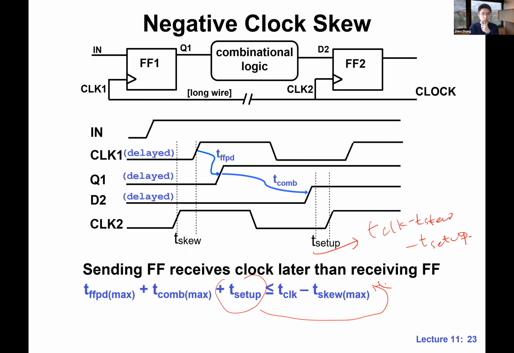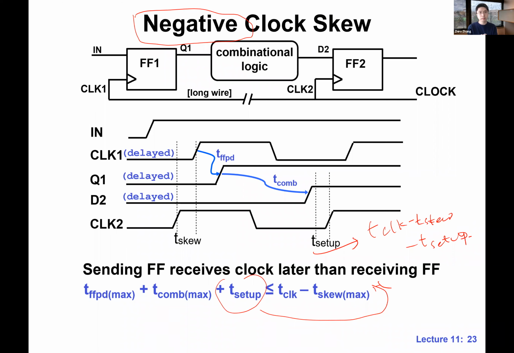Okay. And here we look at the max skew. I'm going to talk about why we use max and mean, maybe next time. But at least on the first order, I hope this is making sense. This is how we incorporate skew into the analysis. So we call this a negative clock skew. This is where flip-flop one, the sending flip-flop, receives the clock later than the receiving flip-flop, which is FF2.